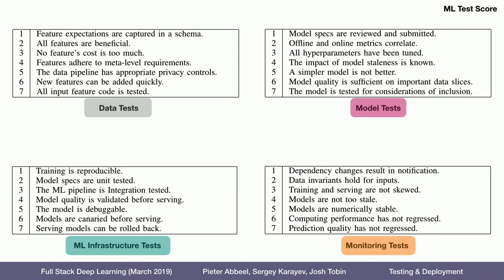Models are not too stale. So you might have a requirement that every night you train a new model, and the running system has that nightly build. But at some point, something breaks, and it has a model that's 2 days old. So you get notified about that.